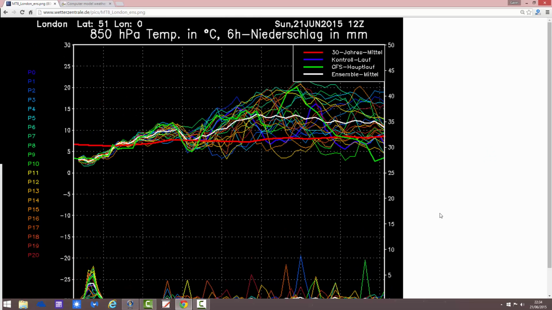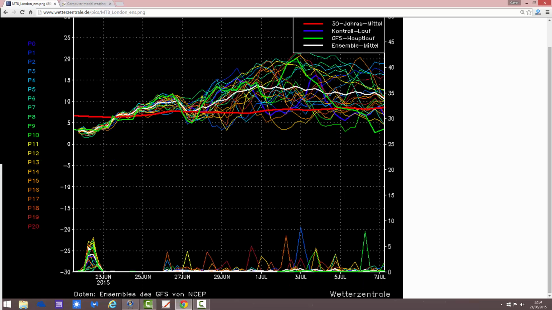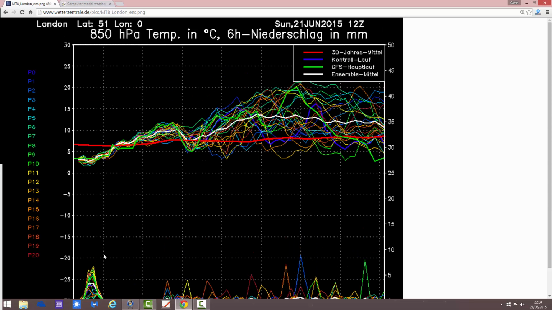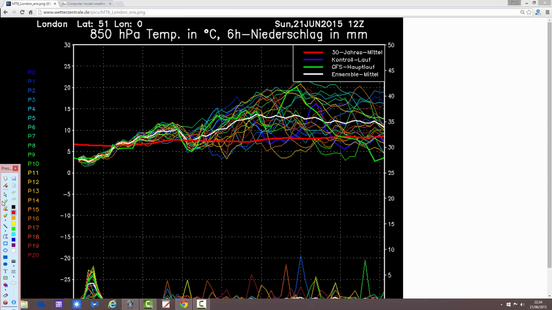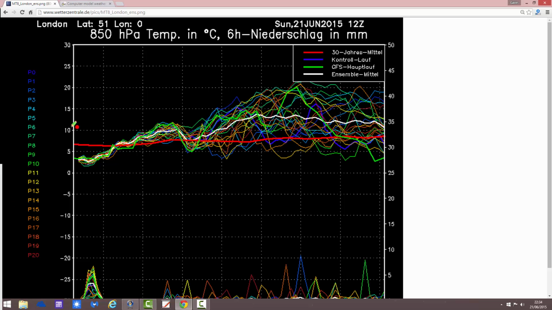Now, when you've got tight clustering, of course, this is telling you that you've got good agreement, essentially, within the ensemble. So if you've got lots of spikes clustered tight together there, it's telling you that you've got good agreement for precipitation. When you've got these members of the ensemble, in terms of the temperatures, tightly clustered, again, it's telling you that you've got pretty good agreement within the ensemble.